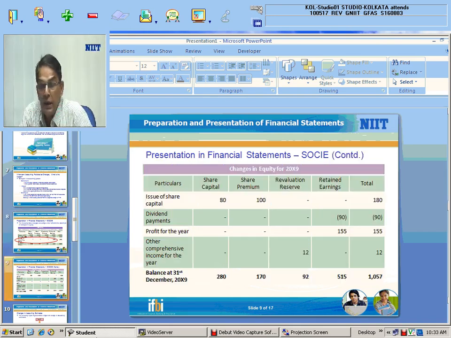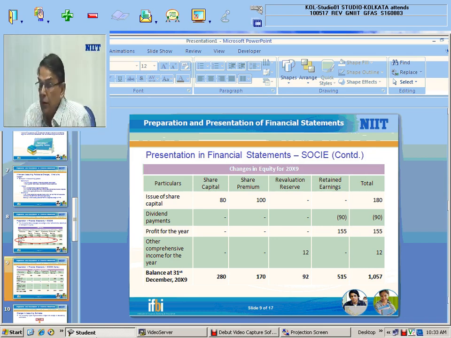Share capital has been issued 80,000, share premium has been received against issuance of share capital 100,000, so total is 180. Dividend payments have been made to the extent of 90,000. So that is a reduction from the equity. Profit for the year is 155. That is added to the retained earnings. The dividend payment is out of the retained earnings. The profit goes to the retained earnings. Other comprehensive income for the year is 12,000, which is affecting the revaluation reserve only.